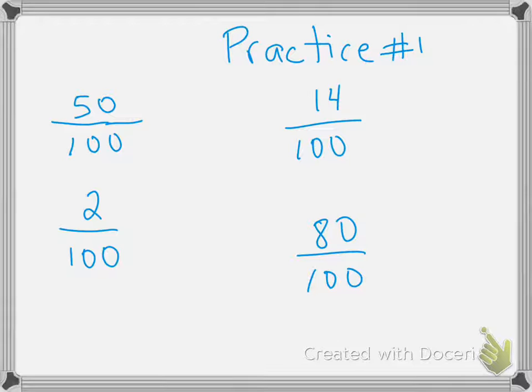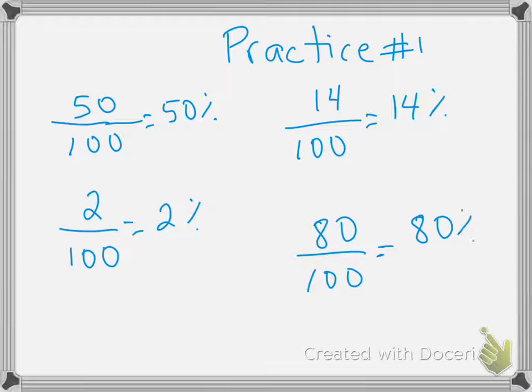Let's look at another example. So you have 50 hundredths. Well, that's going to be 50%. 2 out of 100, 2/100, that is going to be 2%. 14 out of 100. Guess what? 14%. 80 out of 100. Guess what? That is 80%. Okay, so that's very simple.